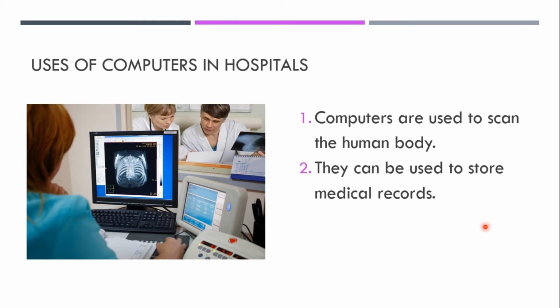Most records about patients that go to the hospitals, their names, where they're from, their blood type or blood group, and several other records are stored in the computer. So whenever you come to the hospitals, they can easily check and see your medical history. So your medical records are actually stored in the computers.